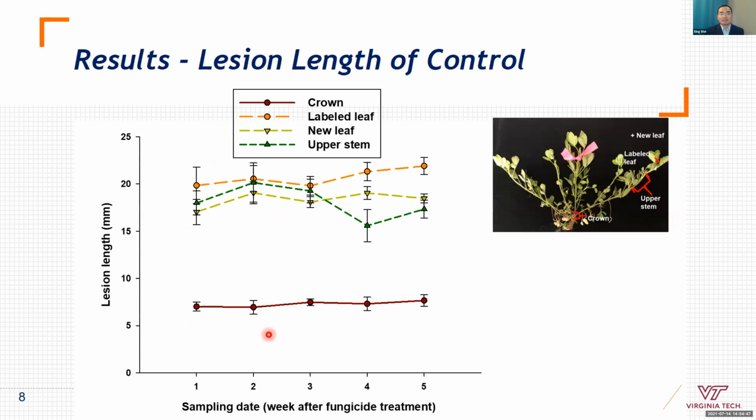Moving on to the results, let's first look at how the lesion of the control developed for the 5 sampling dates. Basically, we found there is about 15 to 20 millimeters of lesion developed on the 2 leaf tissues and the upper stem tissues. However, only about 7 millimeters of lesion developed on the crown tissue for the 5 sampling dates. So this might be a problem, which I will explain further.